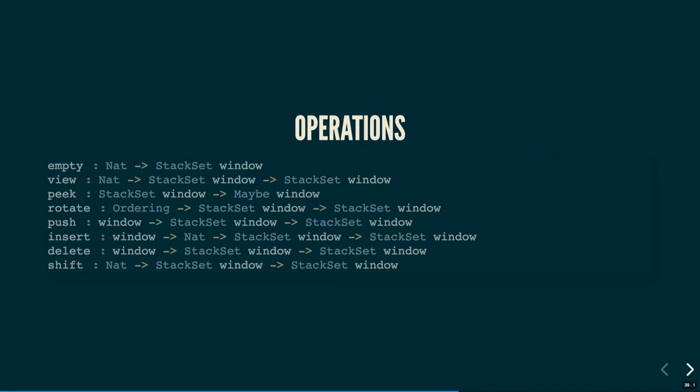So you could create an empty stack set. You could say, I have the number of a window that I want to get to the front, and please rotate the stack set around so that I can see it. Peek means I can get the topmost window that the user is currently looking at. Rotate means I'm just going to rotate the workspaces around in either left or right direction. That's what that ordering argument is for. Push means I push a new window onto the current workspace. Insert means I insert a window into one of the other workspaces. Delete means I delete a window.